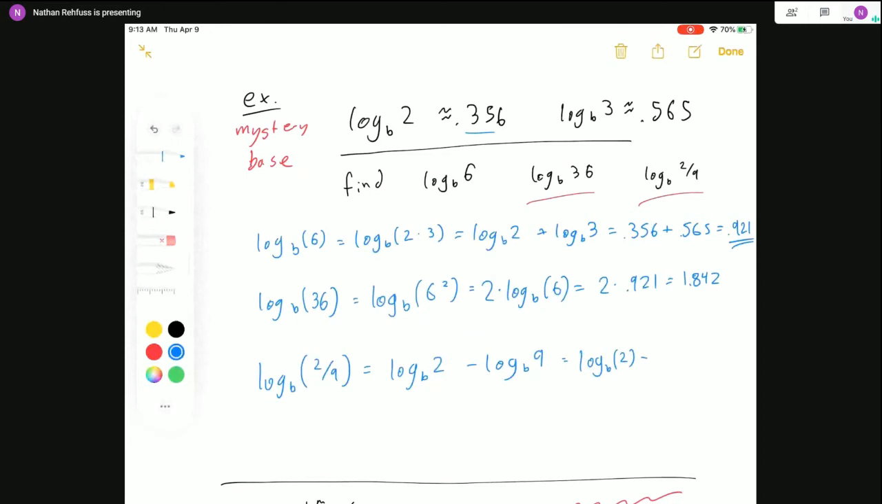This is log base b of, because I have a trick, you know, 9 is 3 times 3.